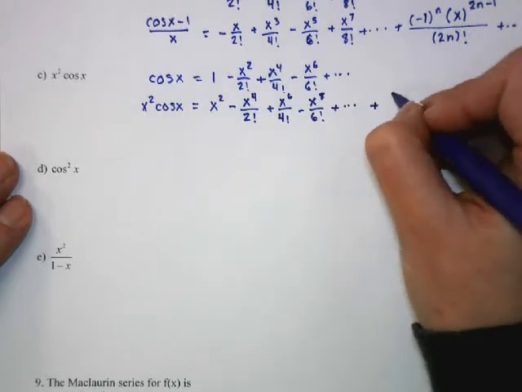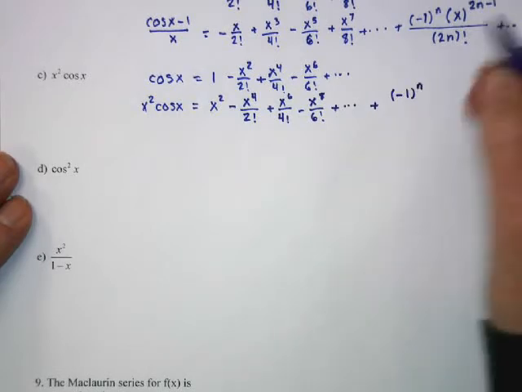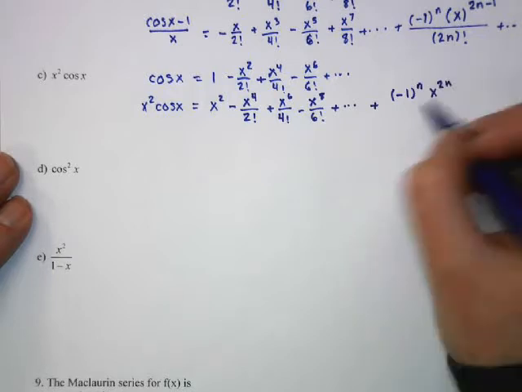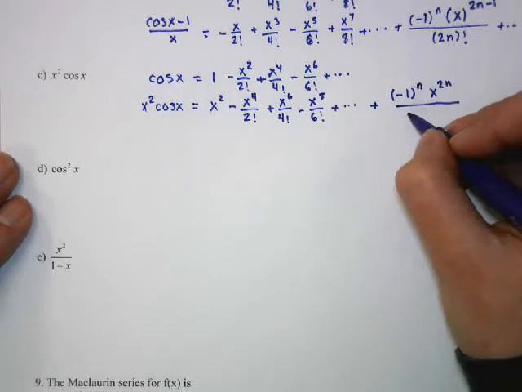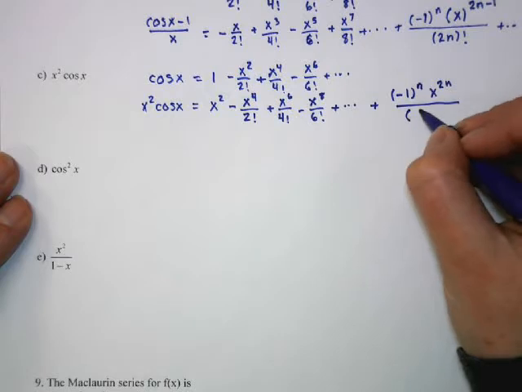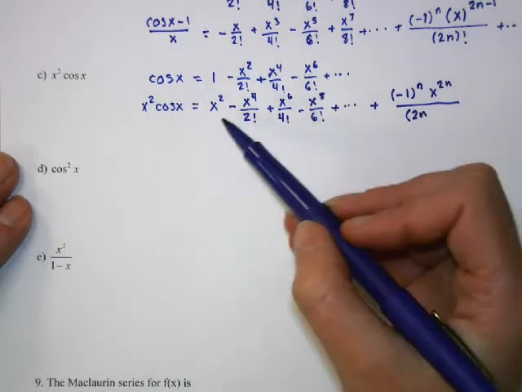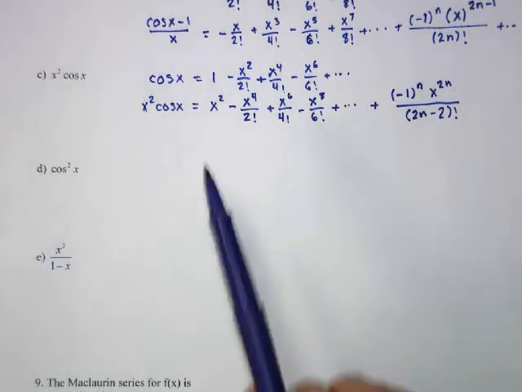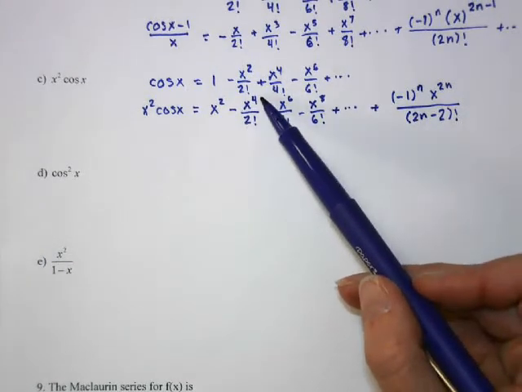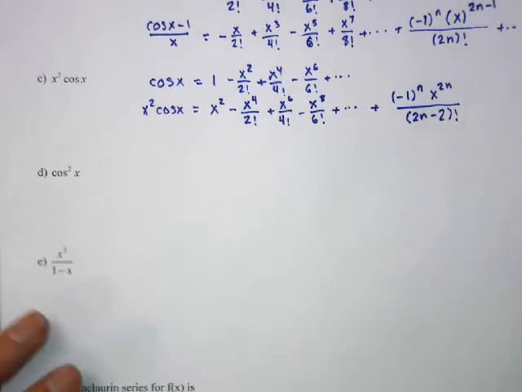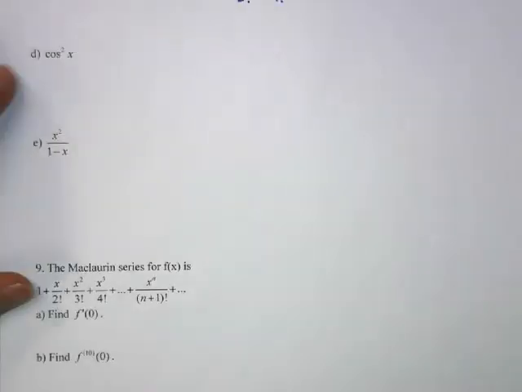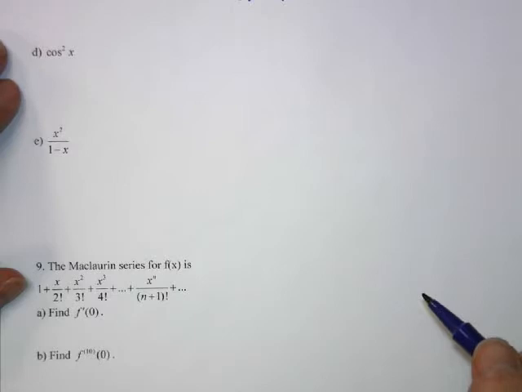Our general term here, do a negative 1 to the n to get the alternating. We're going to have x to the 2n over 2n minus 2 factorial, because this is 2 lower than whatever this is up here, plus dot, dot, dot.